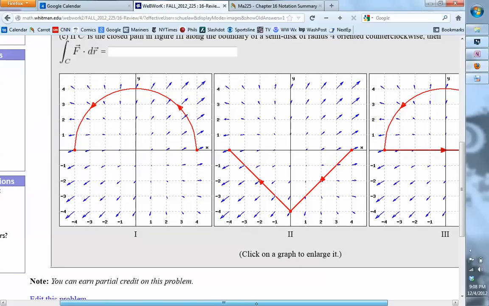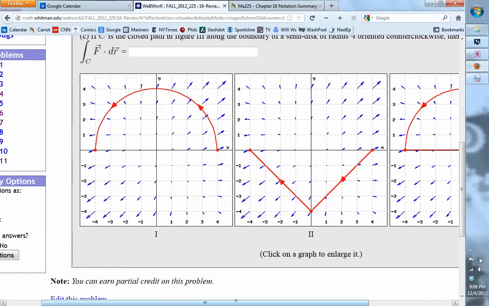Yeah, they're all 0, but 1 is 0 just by accident. I guess it is by accident. I was going to say it looked like it was perpendicular everywhere, but it's not perpendicular.